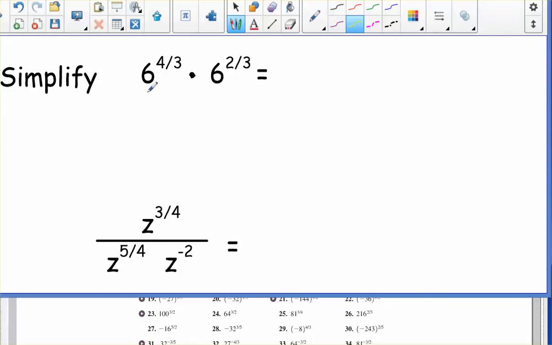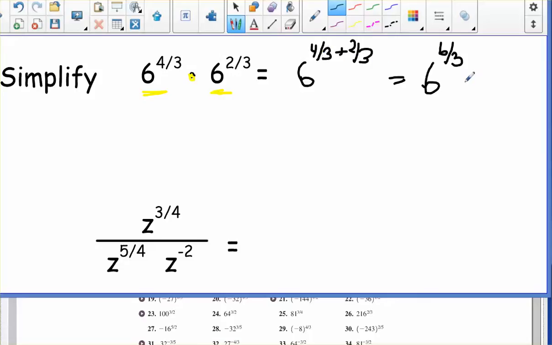So I want you to recognize here I've got like bases. I've got a 6. So if I have like bases and I'm multiplying, what I'm going to do is add exponents. So I'm going to have 6, add my exponent 4/3 plus 2/3, right? Like bases, add the exponents. So I'm going to get 6 to the 4/3 plus 2/3, which is 6/3 power, because I added 4 plus 2 is 6.